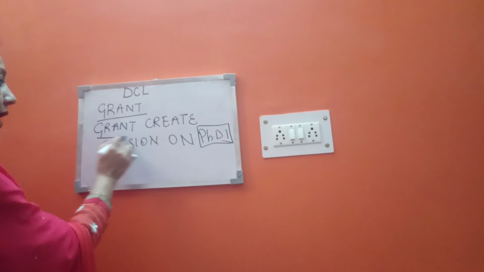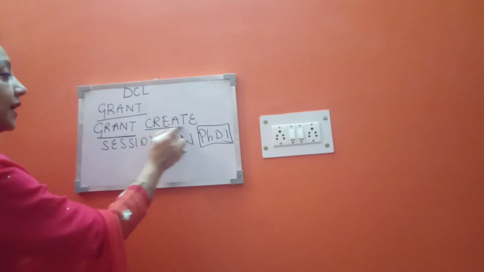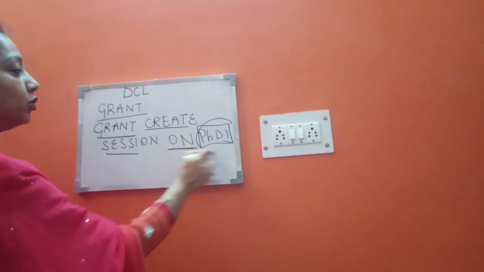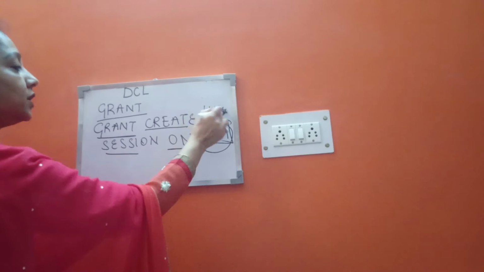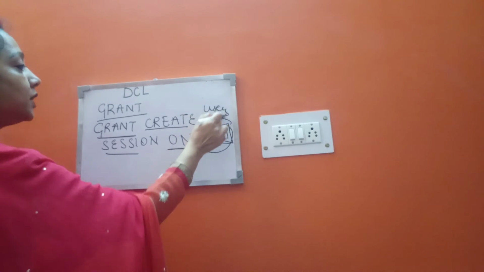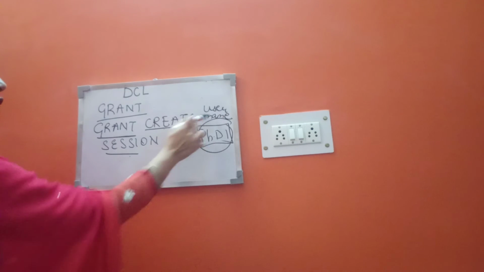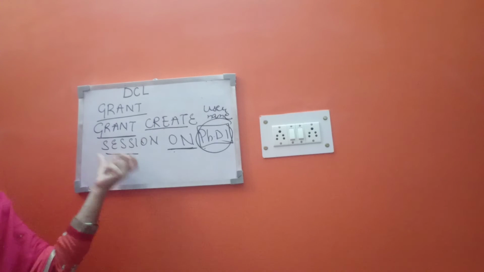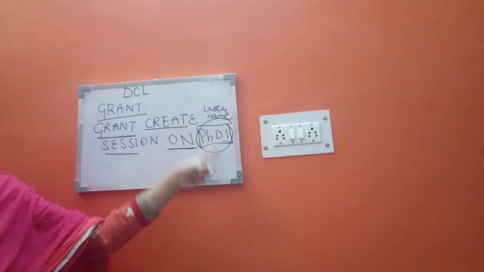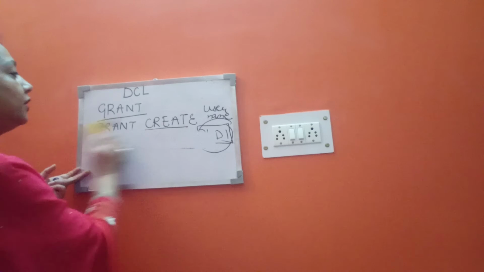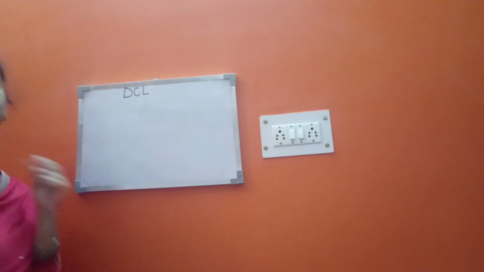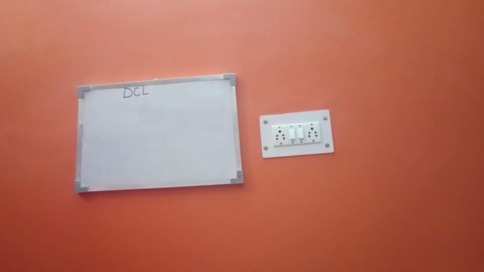So I say grant, what to grant? Create a session for use on this particular user. So this user is now identified with his username. So I say create a session on this username. So the moment I say grant create session on PhD1, which is the username, a session is created for the respective user. Now it can have a one-on-one interaction with the system or the database management system.